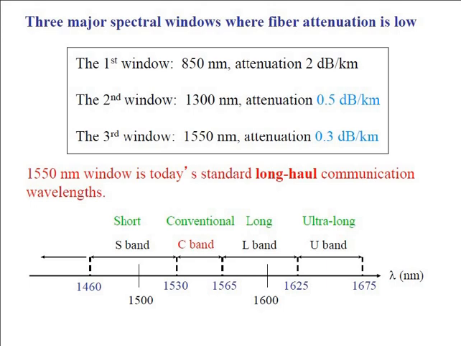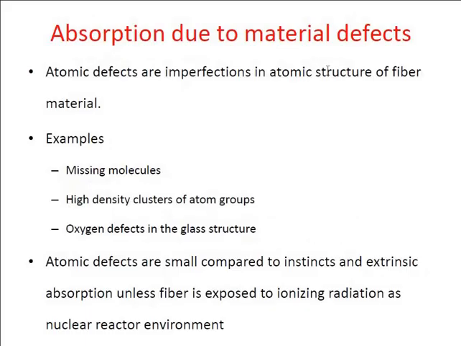The attenuation level is decreasing, from 2 dB. The fiber attenuations are low. Okay, from 2 dB it is reduced to 0.3 dB per kilometer. And next is absorption due to material defects.